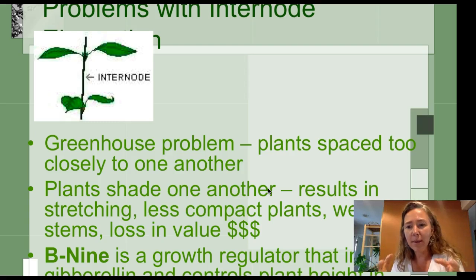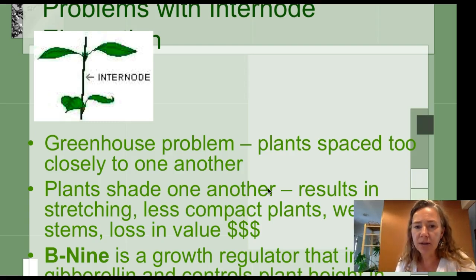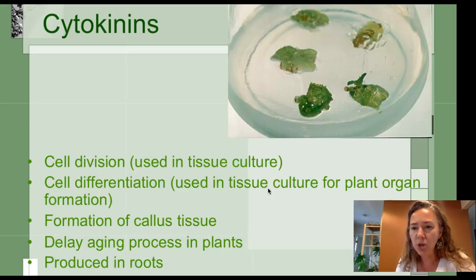And if you think about the appearance of a plant, you're not really buying it for the stems. You're looking at that foliage or the flower. And so we use this sometimes in greenhouse production. Poinsettias are a good example, where instead of having long, tall growth, we've got nice, compact, bushy growth.